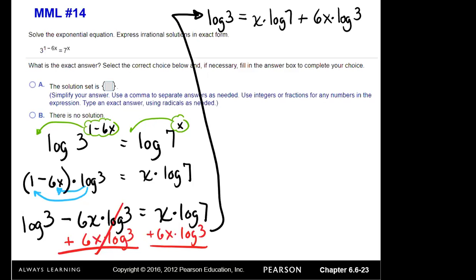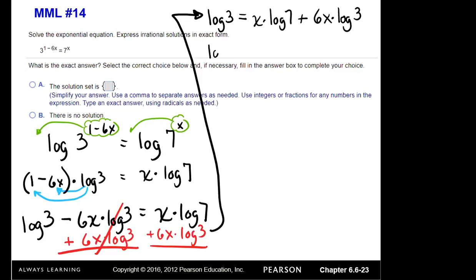In order to add x's, you'd have to have like 5x plus 2x, that's 7x. Well, what I have is the log of 7x plus 6x the log of 3. Your logs would have to be identical. And I don't have that. Like if I had 1x log of 3 plus 6x log of 3, I would have 7x logs of 3, but I don't. So the only way to solve for x now is to factor out the x.